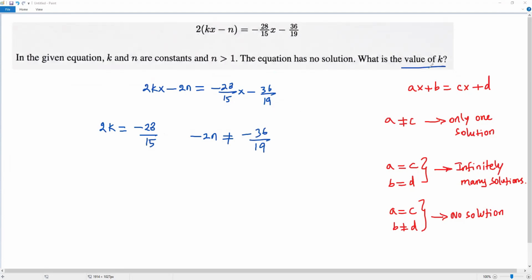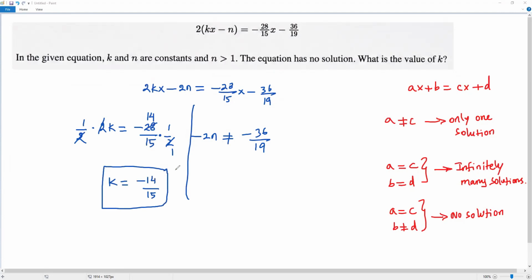Since our aim is to get the value of k, let's consider this equation which contains k. Now to solve for k, we have to get rid of this 2, which is multiplied by k. For that, we have to multiply both sides of the equation by 1/2. Here this 2 will cancel out. Here 2 goes into 2 1 times, 2 goes into 28 14 times. We have k on the left side. On the right side, we have -14/15. Here I got the value of k. The value of k is -14/15.